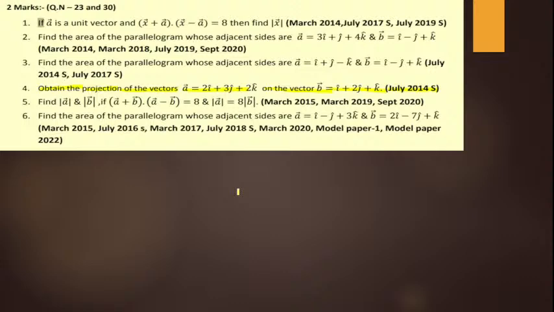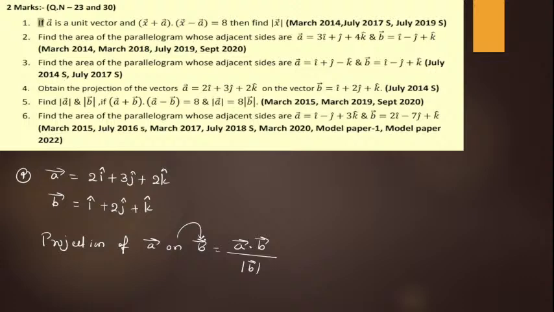So here we have to remember the formula. See, let us check: this is your vector B and this is your vector A, and if I draw a perpendicular on this, you know this distance is nothing but the projection of A on B. The projection of vector A on vector B is simply given by their dot product, divided by the magnitude of vector B.